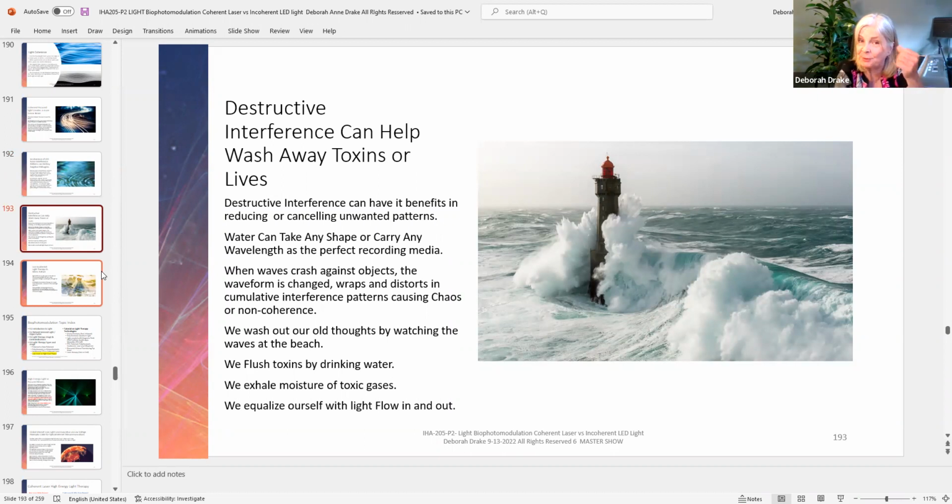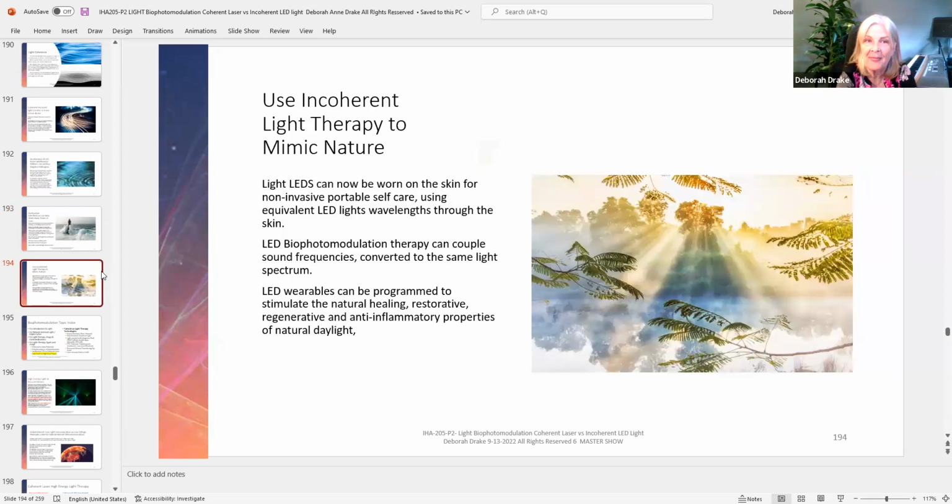It can be helped by flushing with more water, by breathing deeper gases off at night with deep sleep, with the crystal technology we talked about. And you want to energize the flow in and out of your harbor so that your lighthouse is actually able to see who is in trouble and where you can shine a light on the body for repair. And remember that incoherent light is coming from nature at all times.